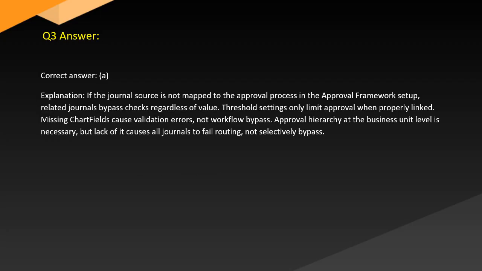Answer. Correct answer: A. Explanation. If the journal source is not mapped to the approval process in the approval framework setup, related journals bypass checks regardless of value. Threshold settings only limit approval when properly linked. Missing chart fields cause validation errors, not workflow bypass. Approval hierarchy at the business unit level is necessary, but lack of it causes all journals to fail routing, not selectively bypass.